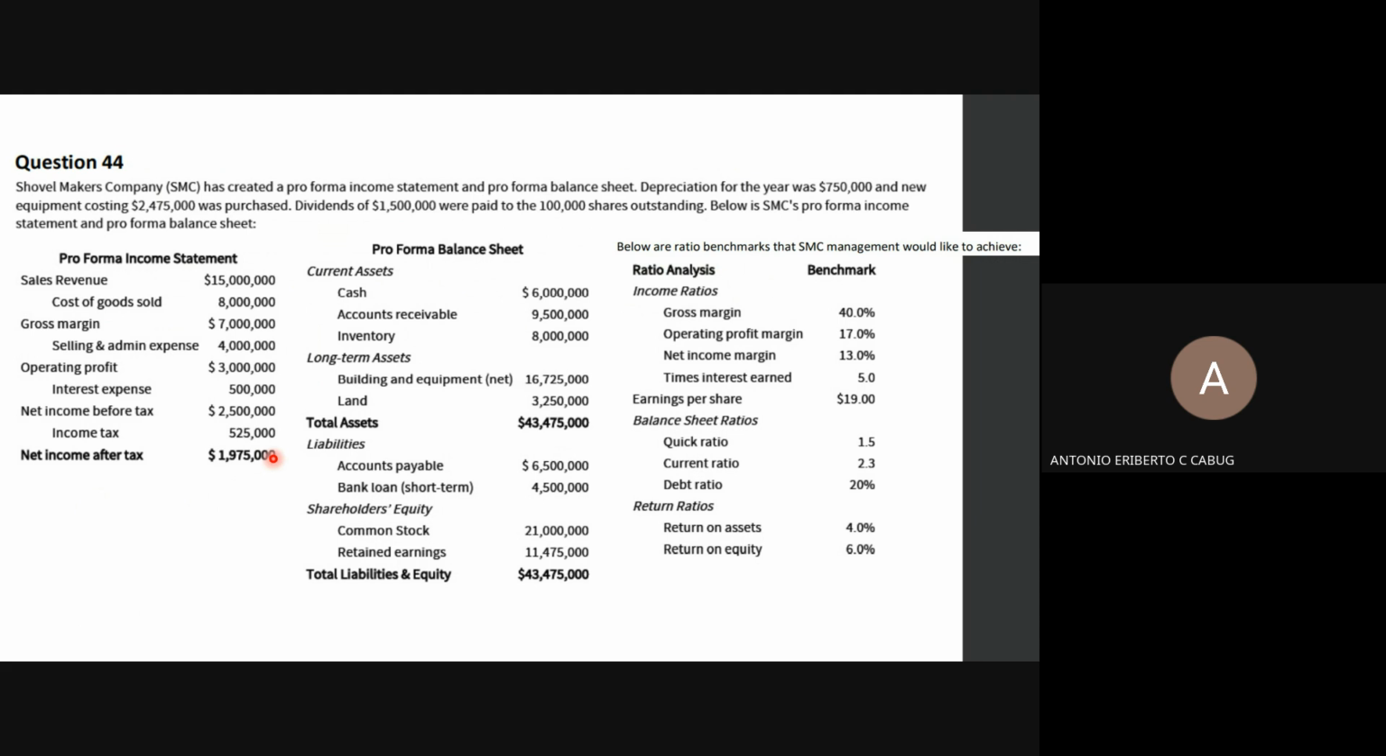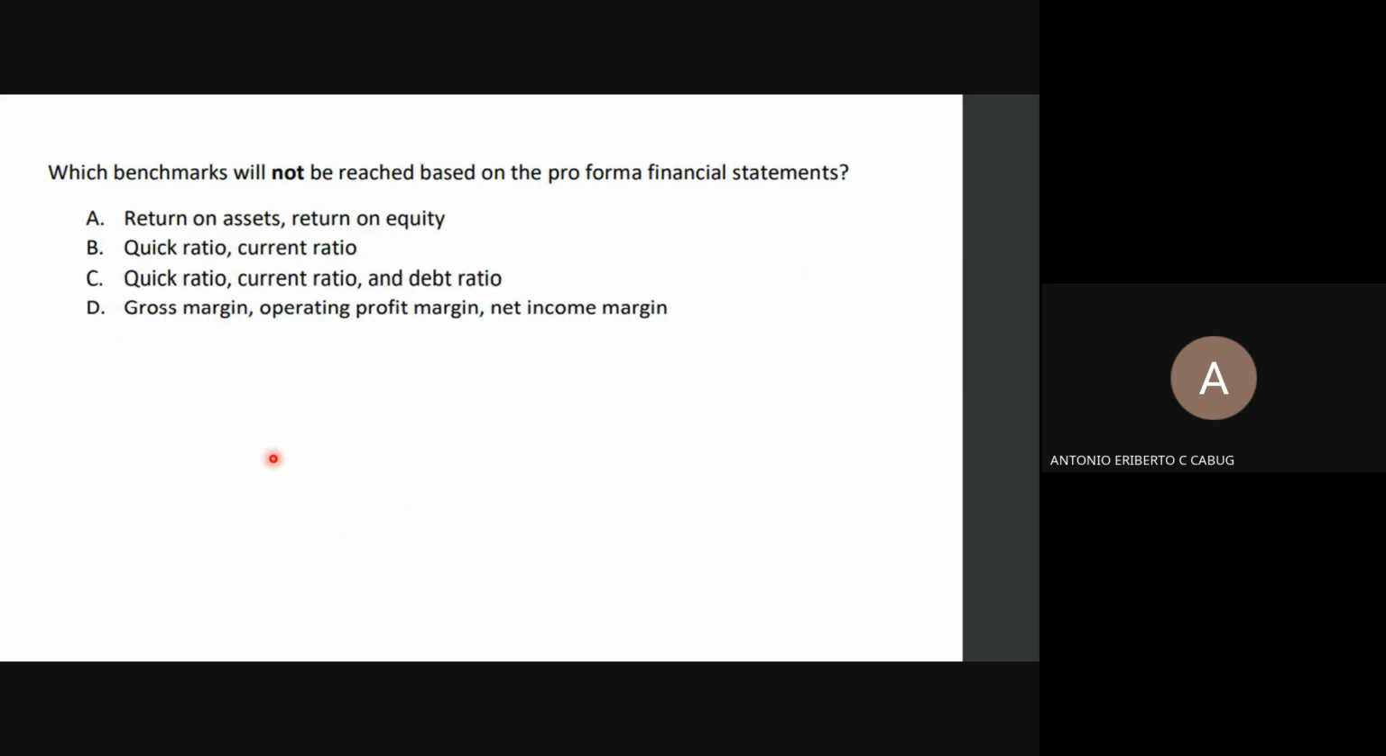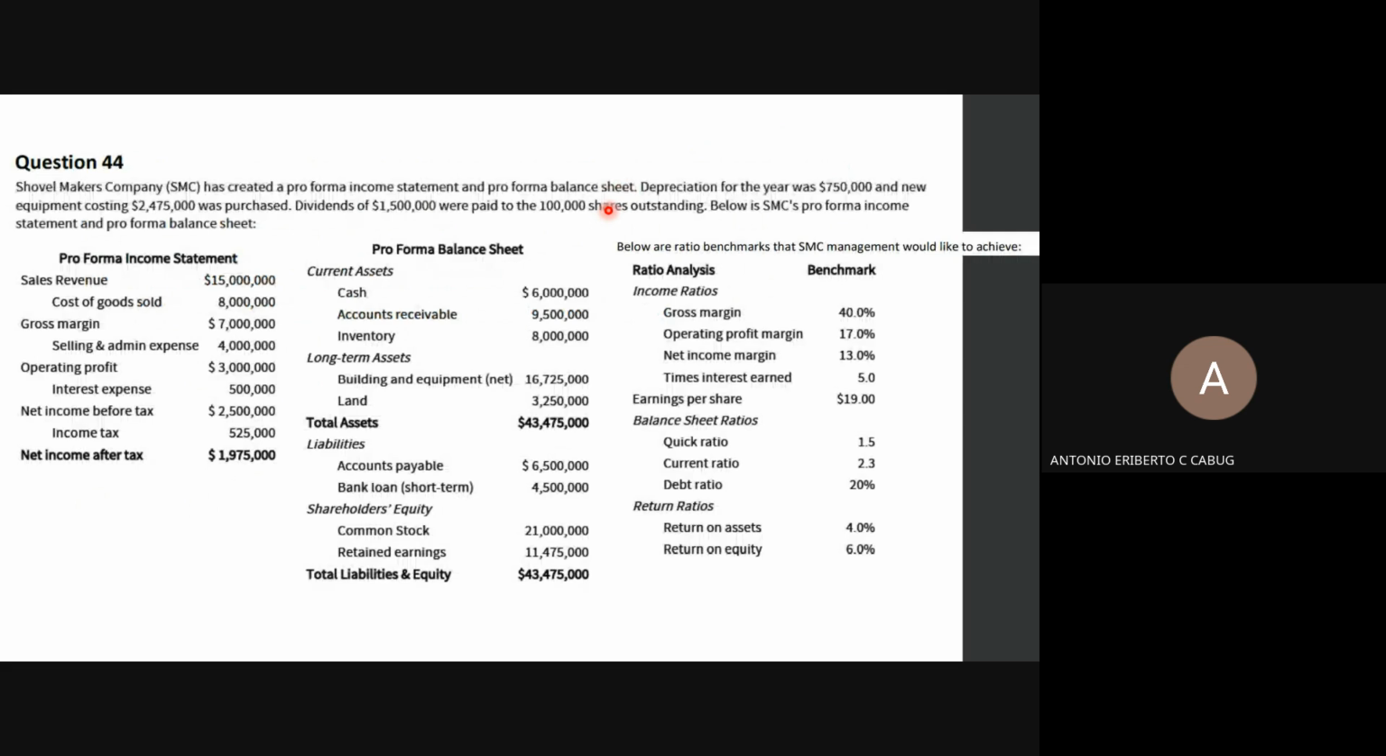This is easy, it's just FS analysis. The question is which benchmarks will not be reached based on the pro forma financial statements? Which benchmarks will not be reached based on the pro forma FS? Go.